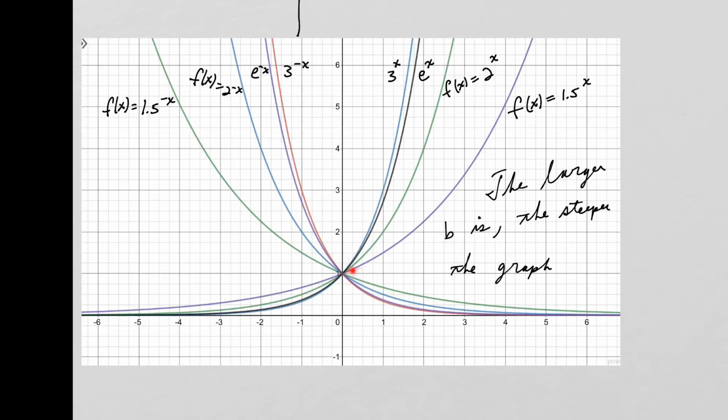And then this one is increasing rapidly, but definitely not as fast as the 2 to the x, which isn't as fast as the e to the x, which isn't as fast as the 3 to the x, and so on. So as b gets larger, the graph grows more rapidly. Or on this side, if we have 1.5 to the minus x, it's decaying, and as b gets larger, it decays more rapidly.